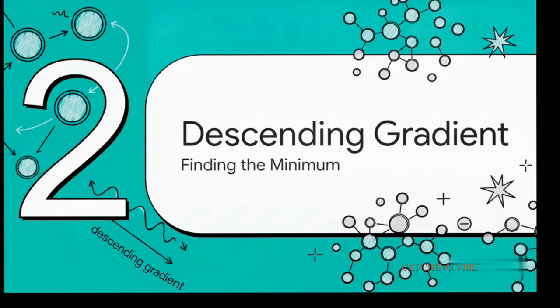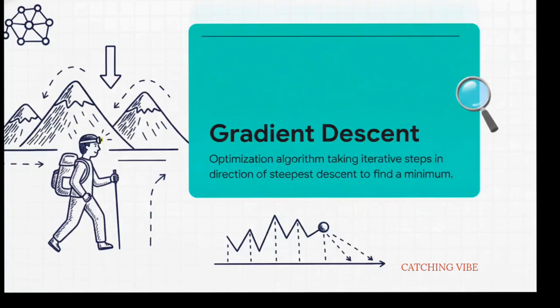Which brings us to section 2, descending the gradient, or finding the minimum. Because now that we know how a single neuron works, the really big question is, how do millions of them actually learn to be accurate together? Well, the answer is gradient descent. I want you to imagine a hiker navigating this crazy mountainous landscape in the pitch black. Their only goal is to find the absolute lowest valley. In machine learning, this landscape is called the loss function, and that lowest valley represents the global minimum. It's this magical place where the model's prediction error is at its absolute lowest.